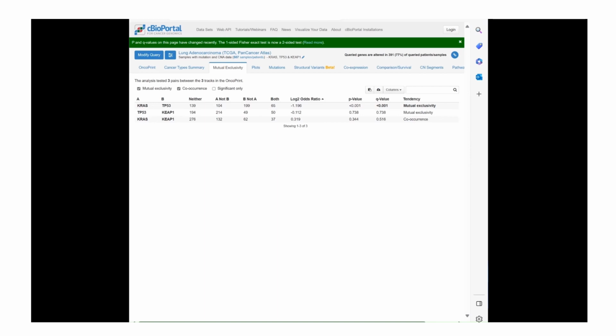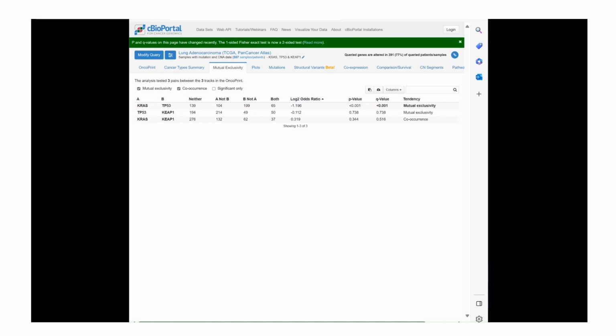In the second line, we are comparing TP53 and CAB1. They also seem to be mutually exclusive, but when we check the p and q values, we can see that this result does not seem to be significant. Here we also have a negative log2 ratio, so we can say that the presence of CAB1 may be more likely than the presence of TP53. However, again, this is not a significant result.